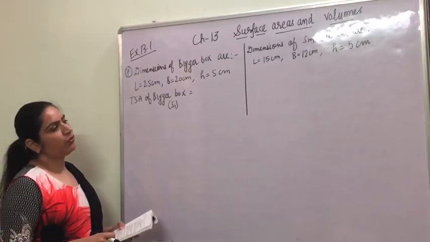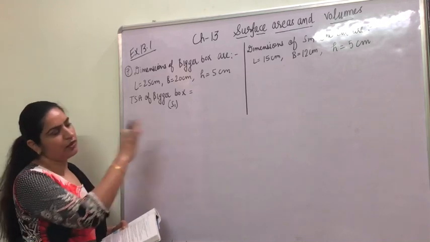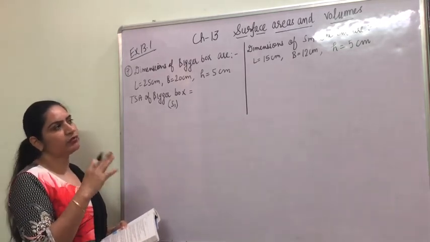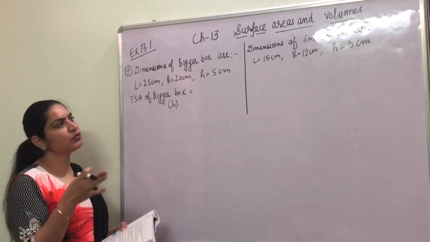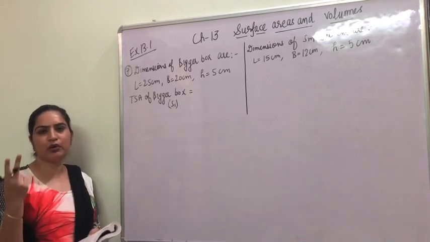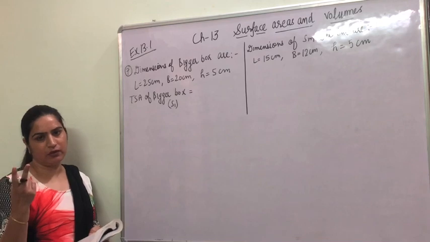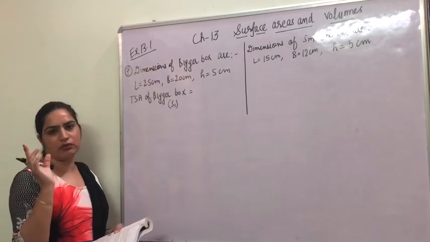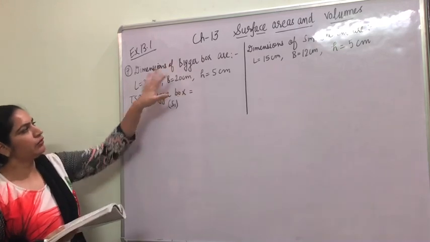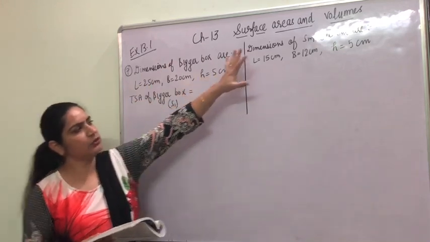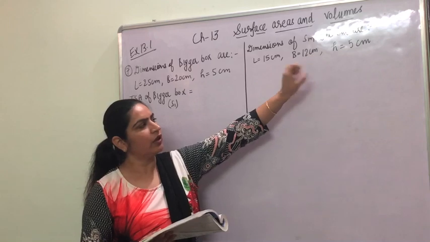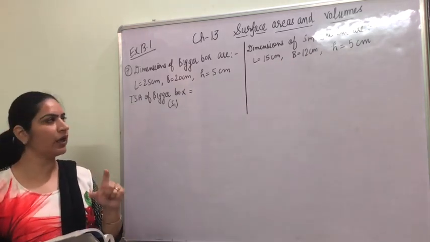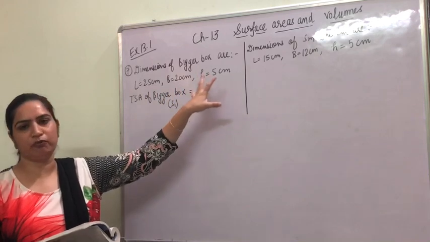Okay, now we are doing question number 7. Here I haven't written the statement. Read the statement carefully. This question is from your real life. For packing the sweets in a sweet shop, two kinds of boxes are required. Okay. A bigger box is required and a smaller box is required. Dimensions of the bigger box are given. Dimensions of the smaller box are given. Now we have to find how much cardboard is required for making such types of boxes.